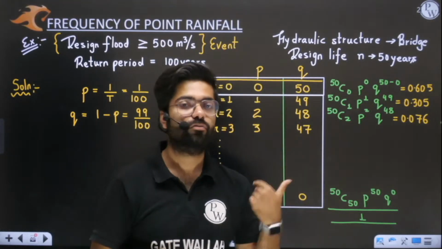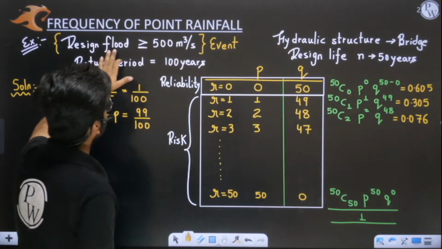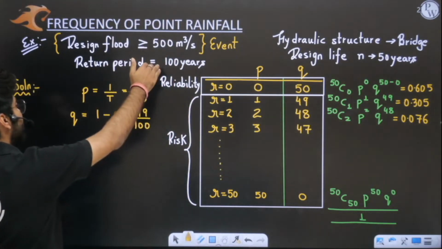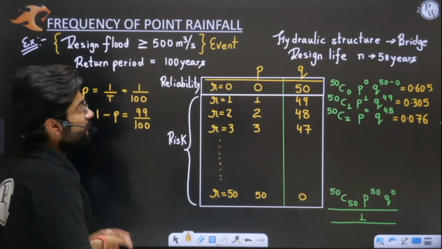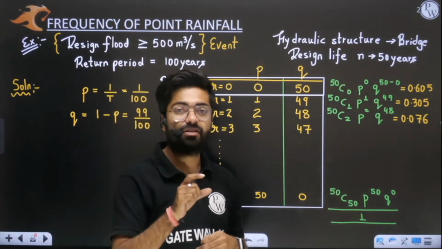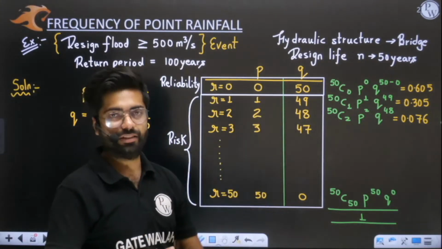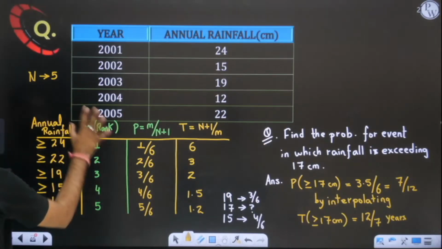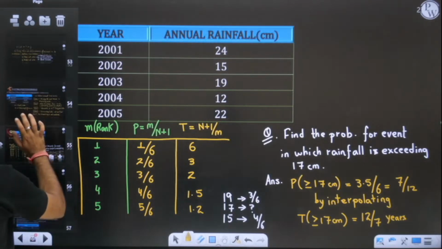If you want to find the return period for, let us say, a design flood of 1000 meter cube per second, then the return period would have been different. It would have been even more. But how much more exactly, that you will find with the help of the method which I have told you right now. So is this thing clear to you? With the help of an example I have told you.